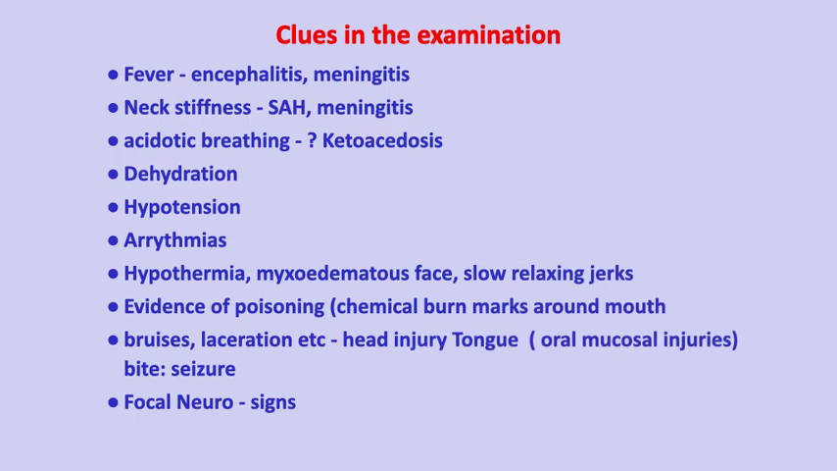On examination, we have discussed earlier that fever indicates encephalitis or meningitis, and neck stiffness indicates subarachnoid hemorrhage or meningitis. Acidotic breathing may be a feature of ketoacidosis, which is an uncommon cause of unconsciousness unless the patient is severely dehydrated. Dehydration and hypertension we have discussed earlier. Arrhythmias can cause a sudden drop of blood pressure and the patient may have a cardiac syncope, but if it is prolonged, the recovery may take a longer time.